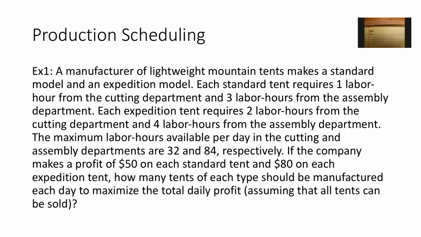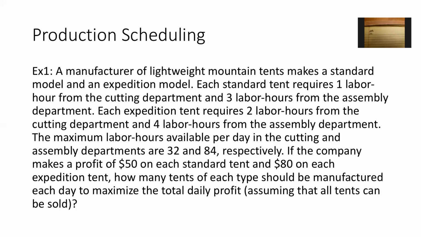So first thing I want to review is, again, a problem that maybe is familiar. A manufacturer of lightweight mountain tents makes a standard model and an expedition model. Each standard tent requires 1 labor hour from the cutting department and 3 labor hours from the assembly department. Right away, you should be seeing, oh, we have cutting and assembly. Probably going to have constraints that deal with that. We're probably also going to have decision variables like X and Y, right? So we'll probably make X the standard tents, and the Y variable the expedition model.